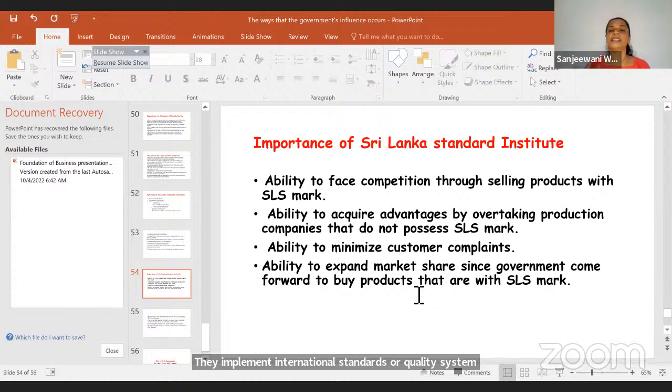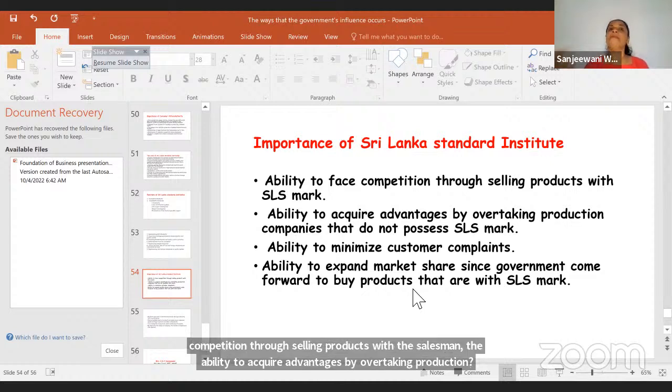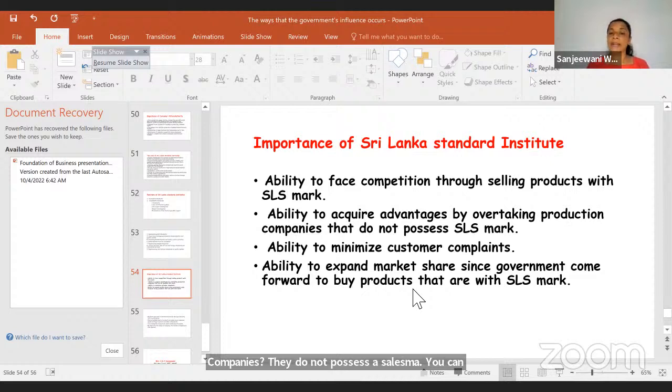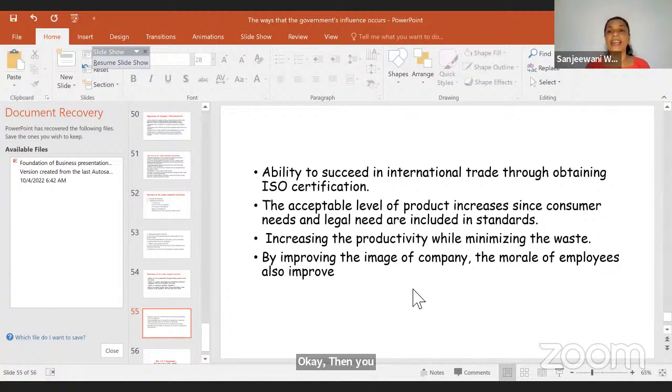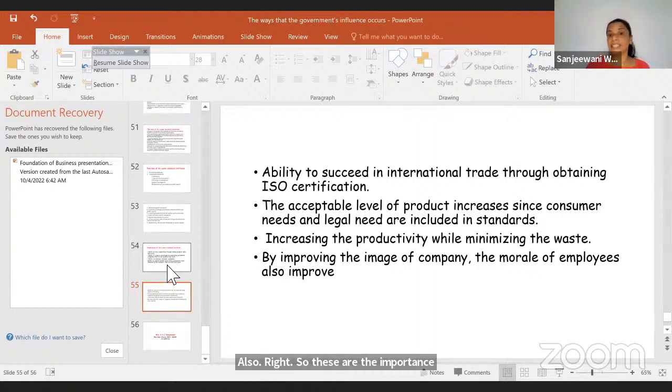Why is the Sri Lanka Standards Institution important? What are the reasons? The ability to face competition through selling products with SLS marks. Then the ability to acquire advantages by overtaking production companies that do not possess the SLS mark. You can minimize customer complaints, right? Then you can expand market share since the government comes forward to buy products with SLS marks. Then you can be successful in international trade as well by obtaining ISO certification. The acceptable level of product will increase because consumer needs and legal needs are included in standards. Then productivity increases while minimizing waste because you are producing according to the standards. Then by improving the image and goodwill of the company also. So these are the importance of the Standards Institution, right?